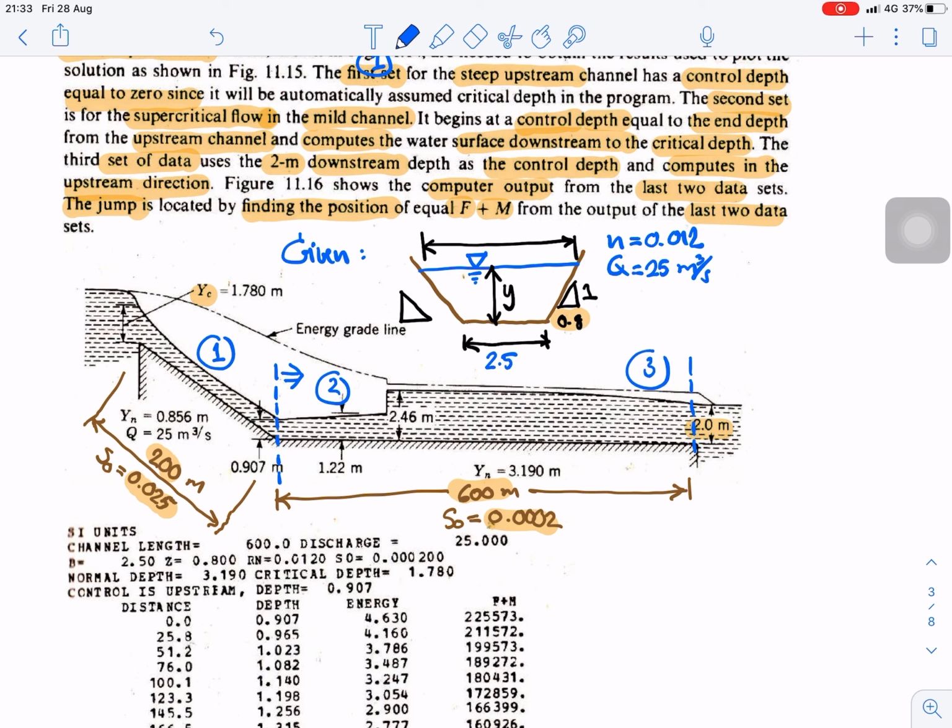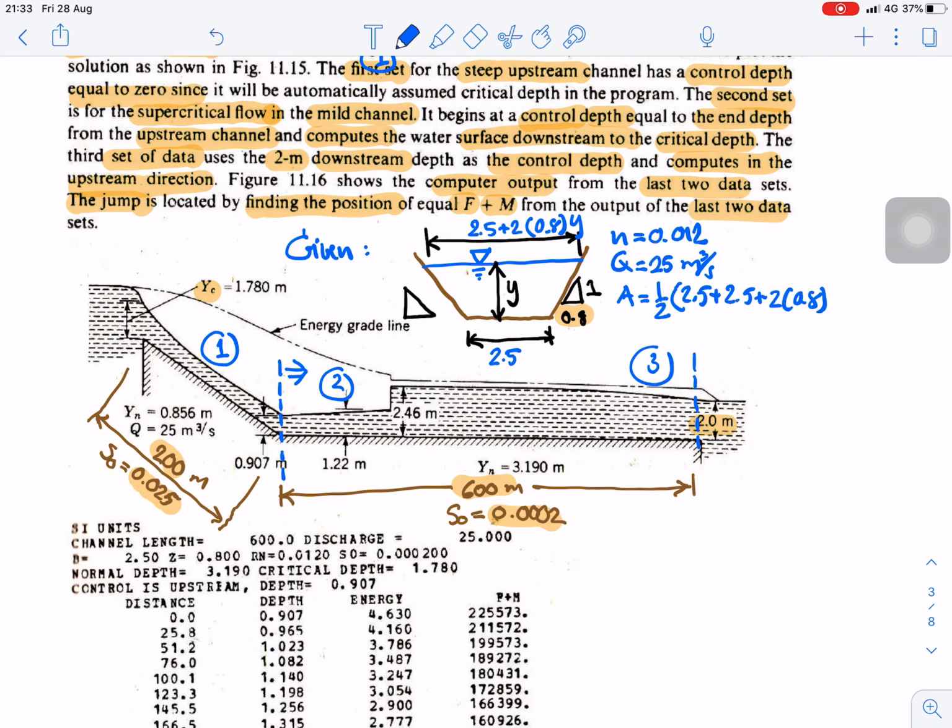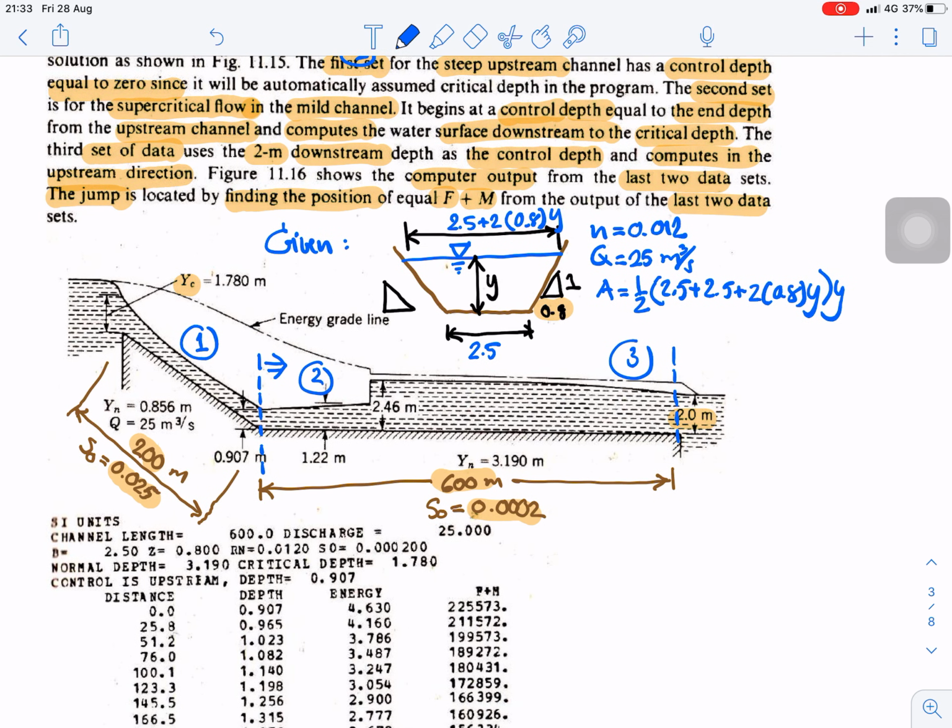So we start from the right. What is the area? The top width is equal to 2.5 plus 2 times 0.8y. And the area is one half of 2.5 plus 2.5 plus 0.8y, times y, which is 2.5 plus 0.8y times y.